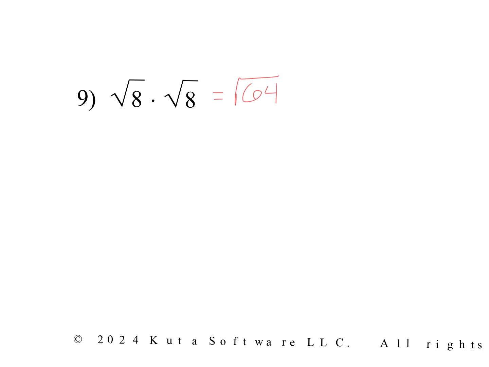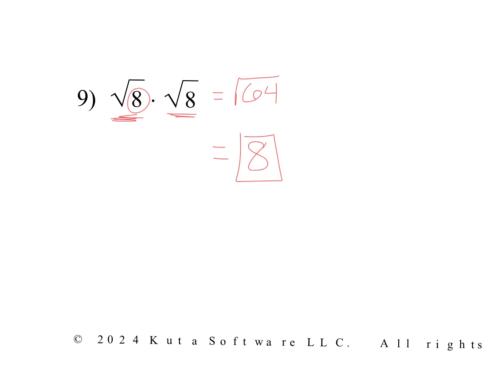64. Now go through those 3 steps. Step 1. Is it perfect? Yes. What's the square root of 64? 8. What do you notice from what we started with to what we ended with? It's the same number. So when you multiply a square root times itself, you're going to be left with the number on the inside.